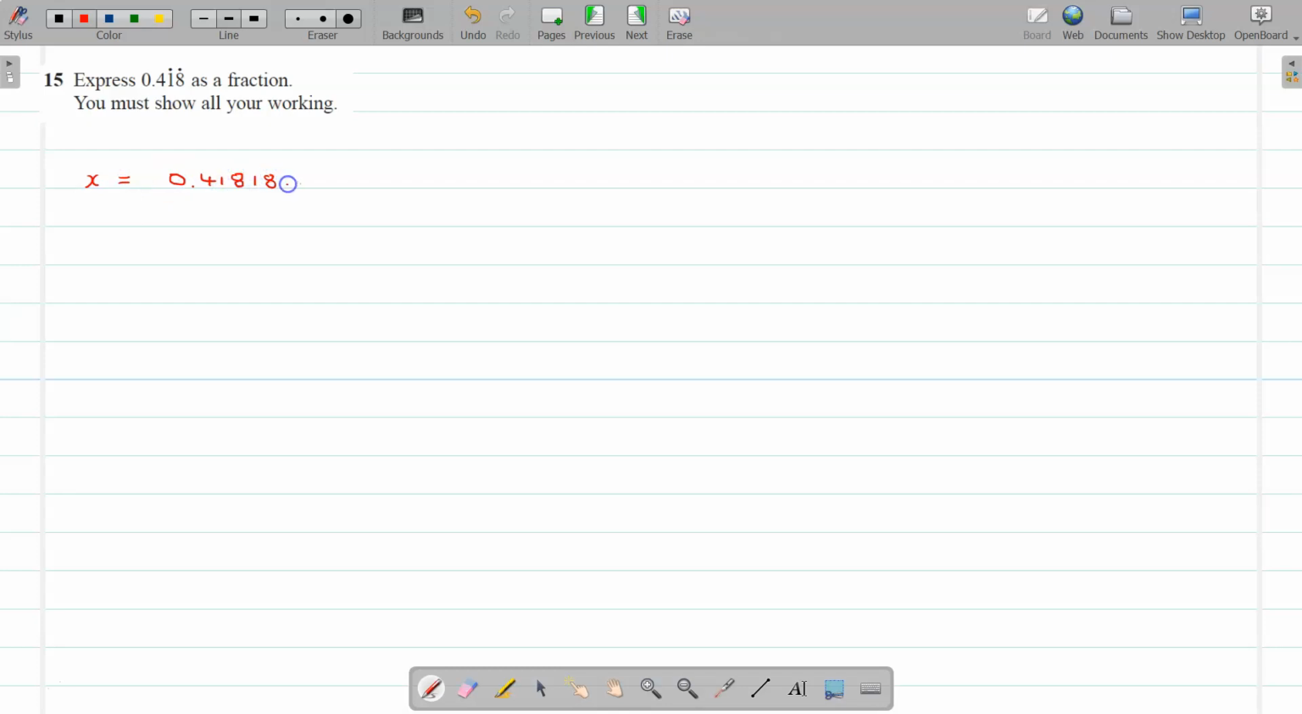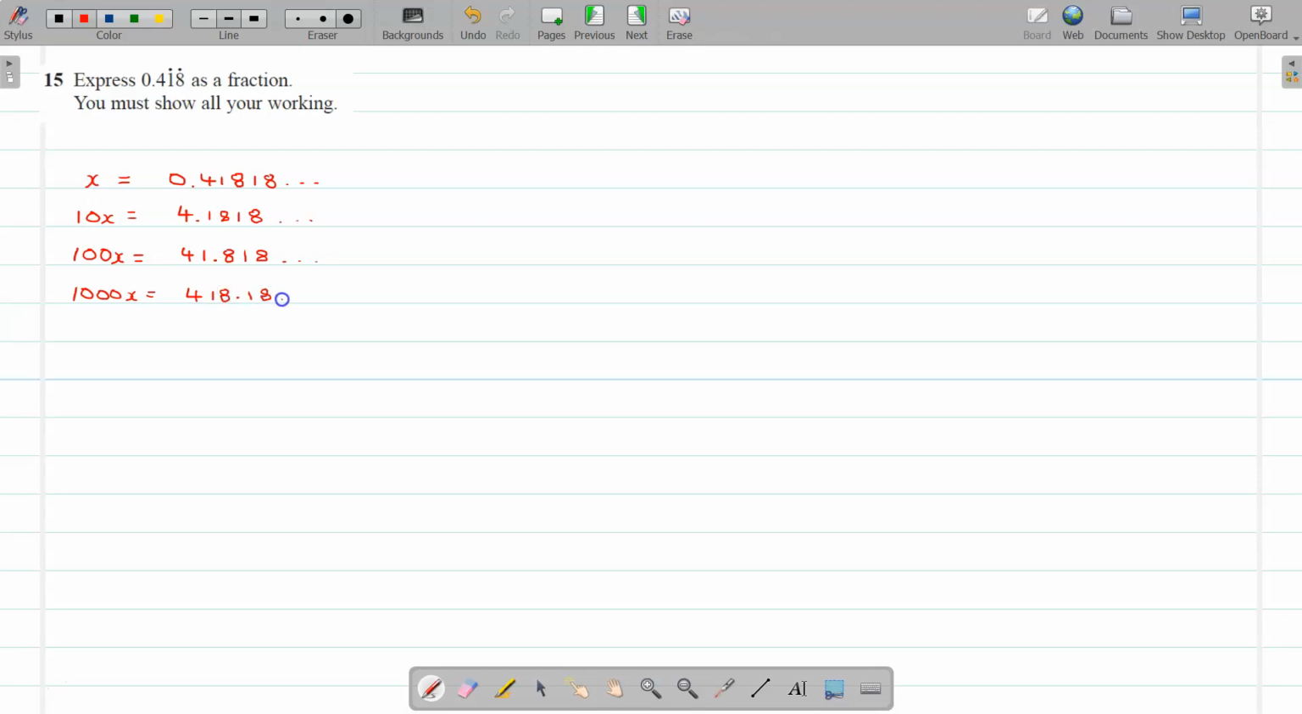0.41818, etc. Okay, and then I normally just go through a process of multiplying each term by 10. So I'm looking then at 4.1818 and so on. And what you're looking for is the first time that the decimal part to the right of the decimal point matches. So then I get 41.818, etc.